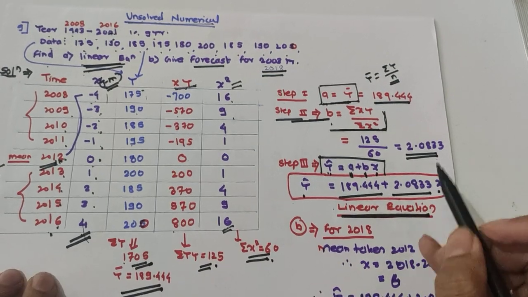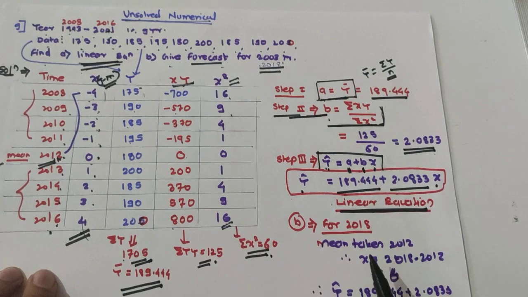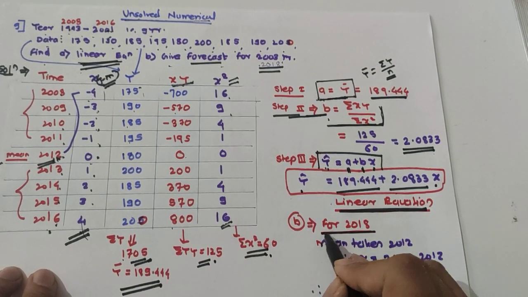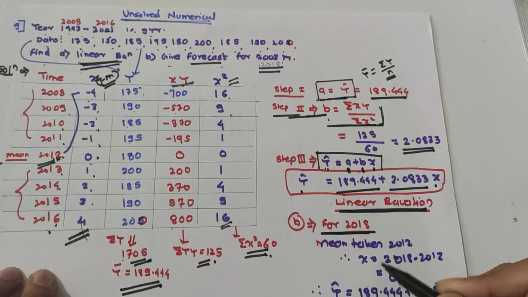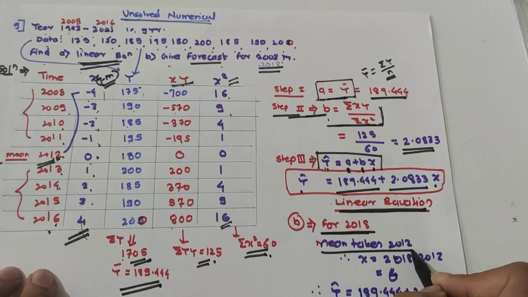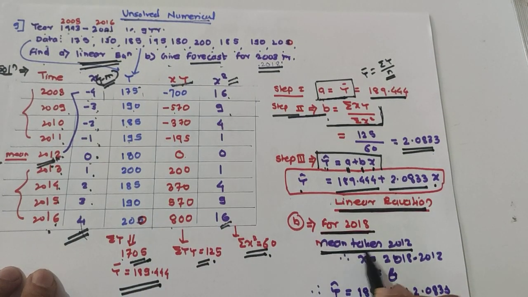Now see friends, they are asking to give the forecast for 2018, very important. Now the next step is very simple. You have to calculate the data for 2018. Right now, we have taken the mean as 2012, the middle value. So friends, you have to calculate x first.